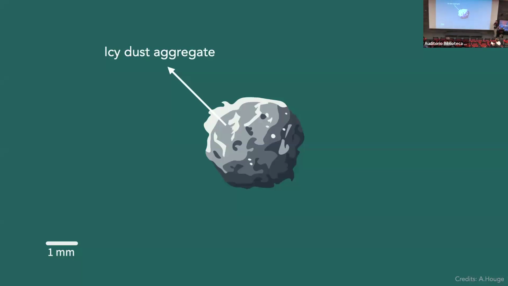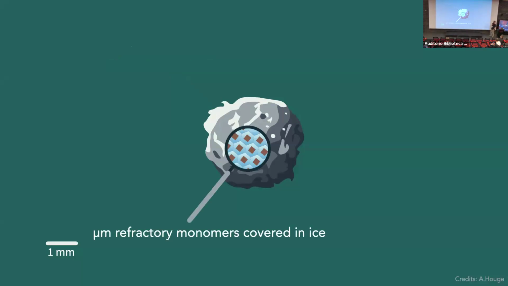So here's a cartoon that I made just for you, showing an icy dust aggregate, an icy particle, as we expect in protoplanetary disks. They are typically 1 millimeter to centimeter in size, so not to scale on the screen, of course. But if you zoom in a bit closer, you will notice that they are made of smaller grains that we call monomers, which are inherited from the interstellar medium, from the interstellar cloud. Those monomers are typically 0.1 to 1 micron in size. They consist of a core of refractories like silicates, iron, and so on, surrounded by a mantle of ices, typically water ice.